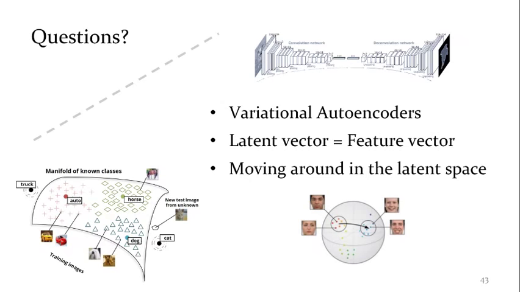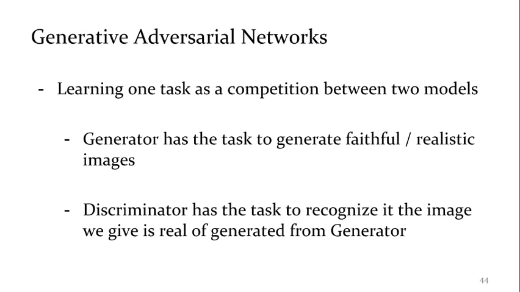So let's move to the next one, which is called Generative Adversarial Network, and the task is the same, to generate new images that look similar, or new something, let's say images in this case, can be different data as well, that looks similar to whatever we had before.